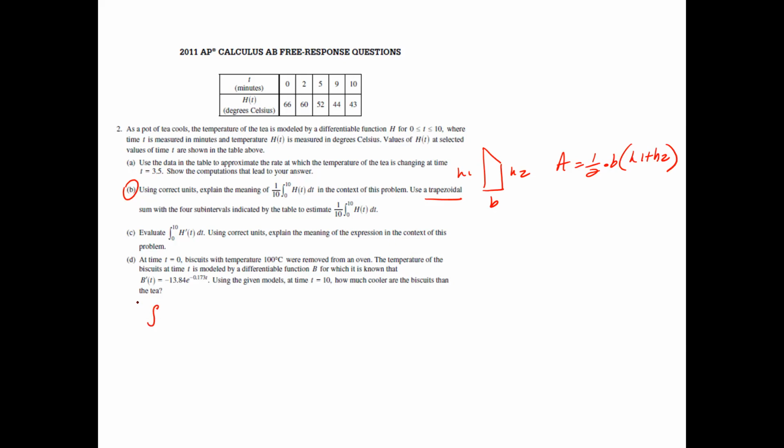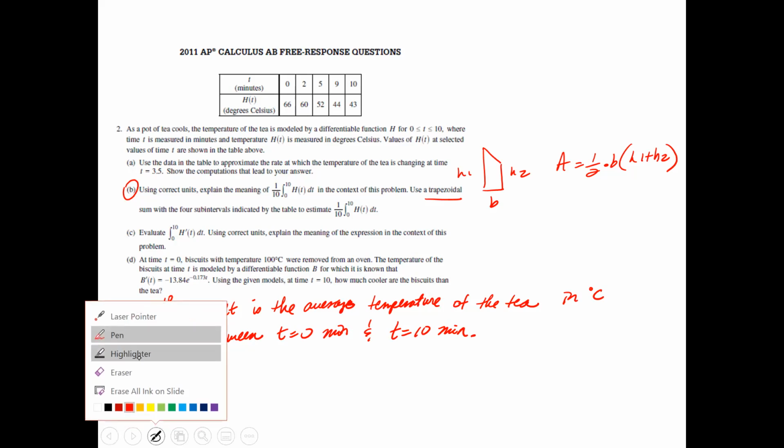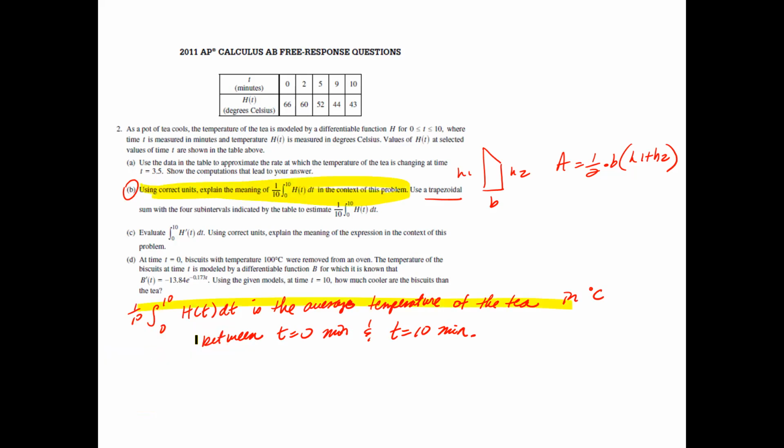So the way I would answer it is the integral with 1/10 from 0 to 10 of h of t dt is going to represent the average temperature of the tea in degrees Celsius, and this is in between t equals 0 minutes and t equals 10 minutes. So this is my first part, okay?